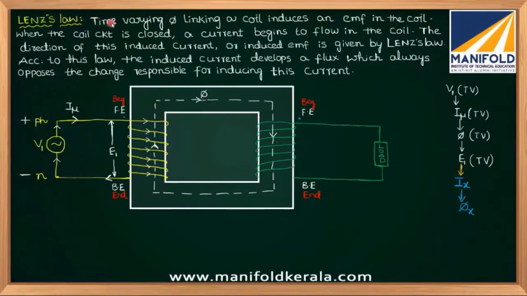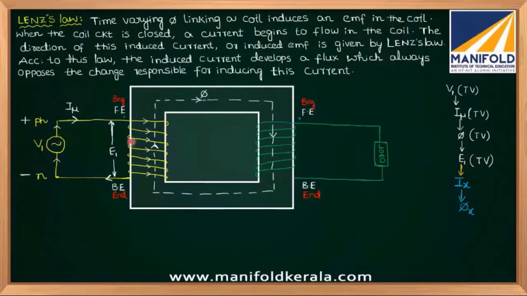Everybody, please try to see clearly. Time varying flux. Yes, this is the time varying flux. Are you able to see on the screen? I'm explaining the statement clearly. Time varying flux linking a coil induces an EMF in the coil. That EMF I call E1 here.